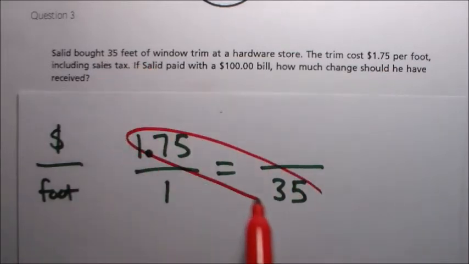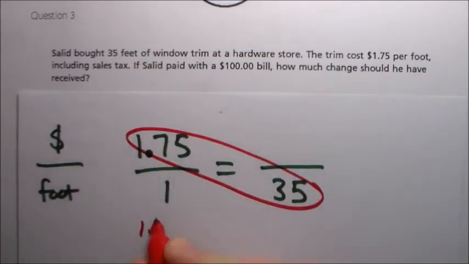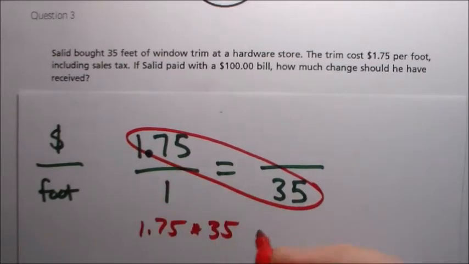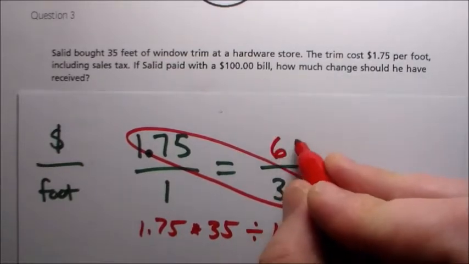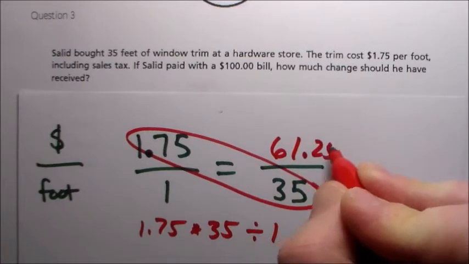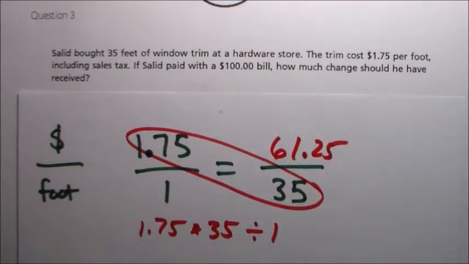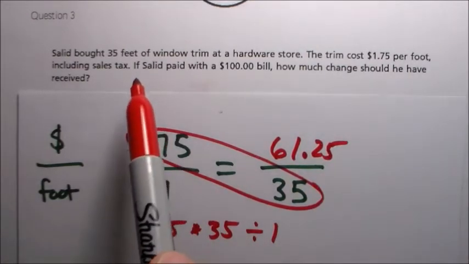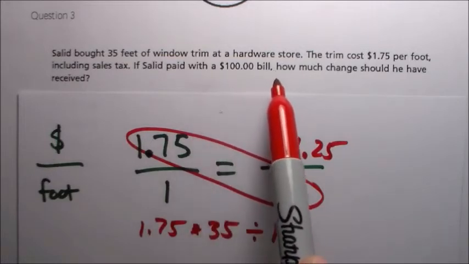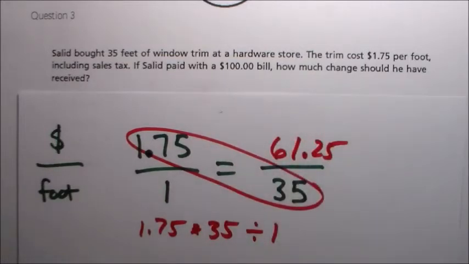So let's use our cross multiplication skills again. 1.75 times 35, because you cross multiply. Then you divide by 1. Plug that into your calculator. What do you get? You get 61.25. Is that your answer? No! You got to read the whole question. If Salid paid with a $100 bill, how much change should he have received?